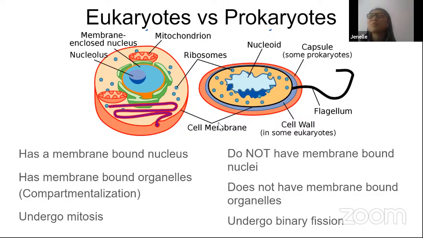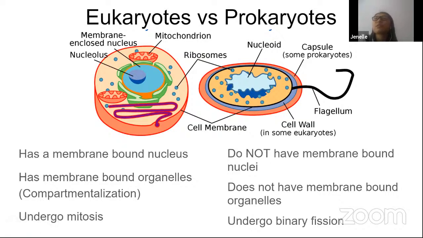They do have ribosomes, which, as I mentioned earlier in the beginning of my PowerPoint, I made a slight mistake by mentioning that ribosomes are organelles, but they are not. They do not have a membrane surrounding them, so they are not considered organelles. And in eukaryotic cells, they do have a membrane-bound nucleus, and they do have membrane-bound organelles.